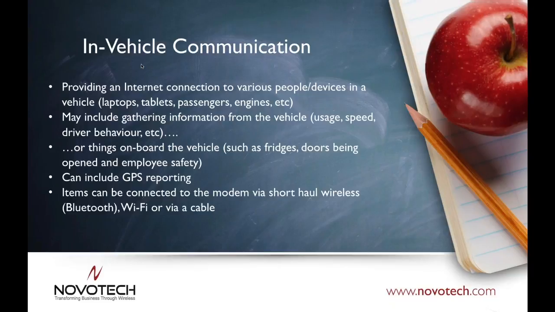Obviously, it's great to know all these things, but it's also great to know where a vehicle is, and that's why most of these solutions involve some kind of GPS reporting or recording. You can connect things to the modem via a few different ways. In some cases, a cable is run right directly to the modem, whether it be an Ethernet cable, a serial, or a USB. In other cases, a short-haul wireless technology like Bluetooth might be used. Or in the event of trying to provide connectivity for many people, like on a transit bus or a train, Wi-Fi is often used as well.